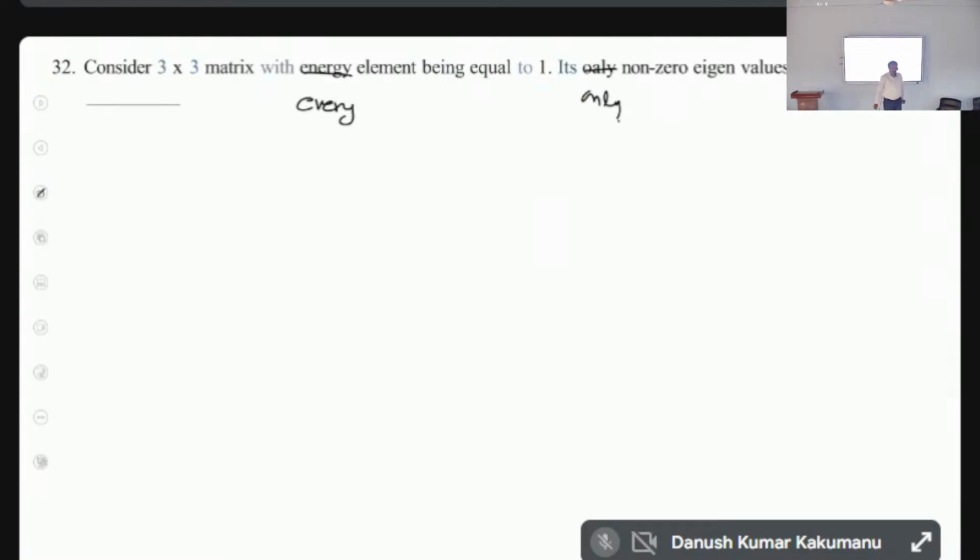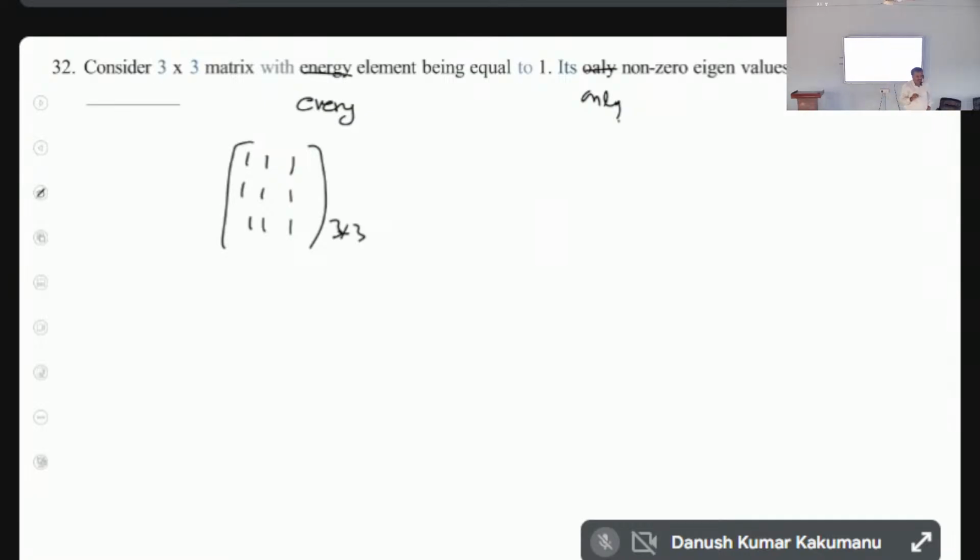What is the answer? You can guess the answer. Think about that. Hello. A is a 3 by 3 matrix, with all elements being 1: 1 1 1, 1 1 1, 1 1 1.